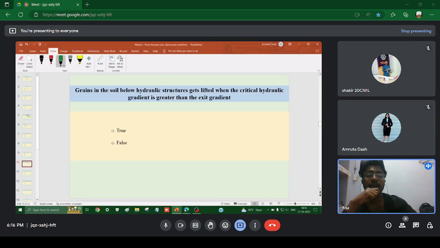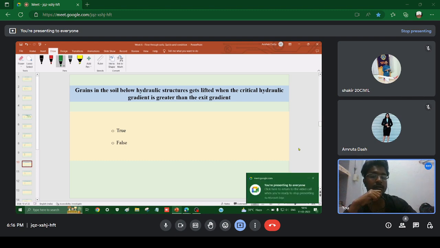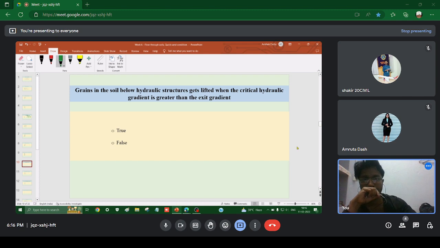Grains below soil in hydraulic structure will get lifted, that is piping failure, when the critical hydraulic gradient is greater than the exit gradient. True or false? If you don't know the answer, just raise your hand. I'll just start discussing right away.